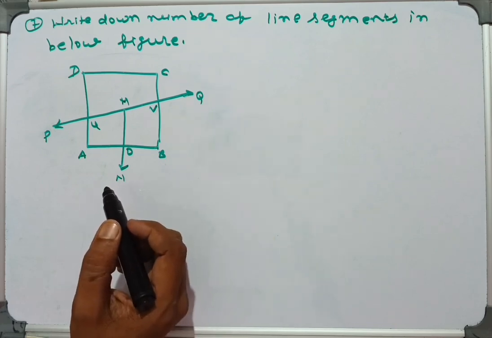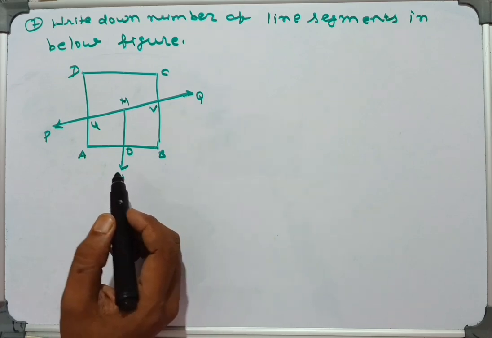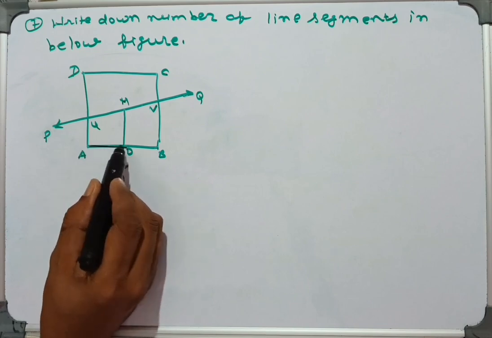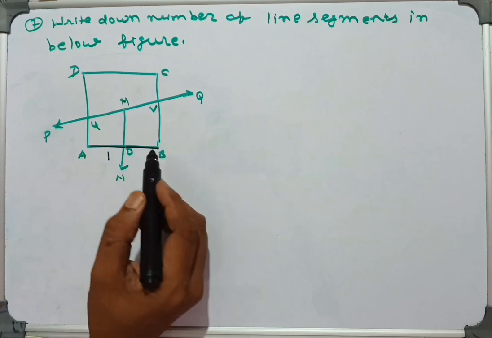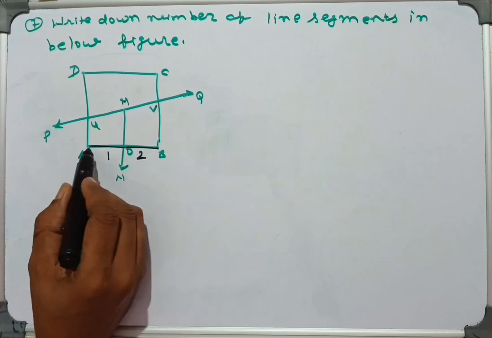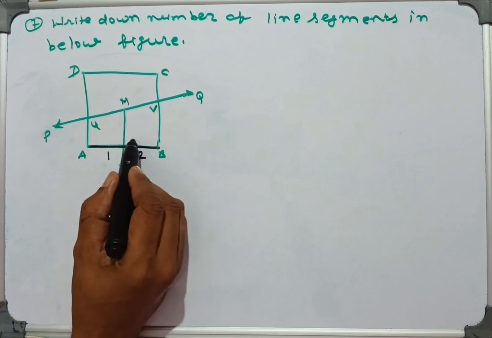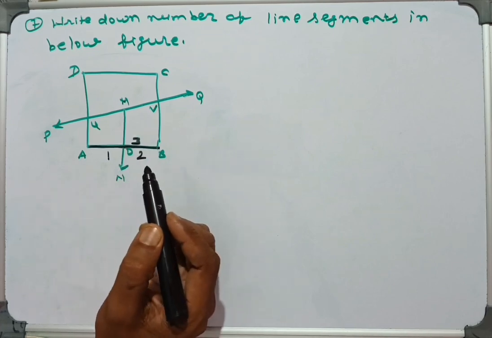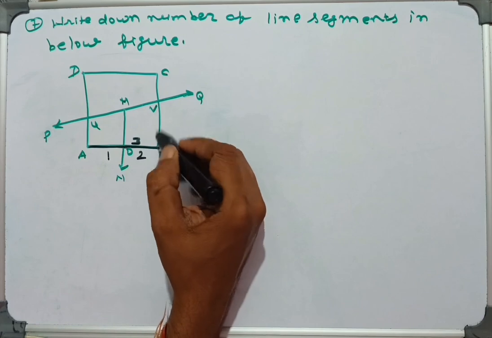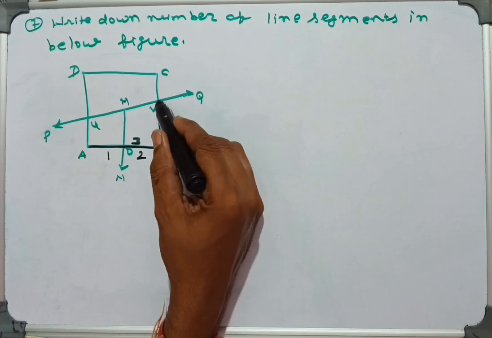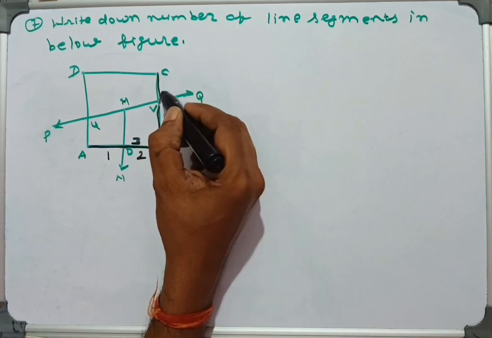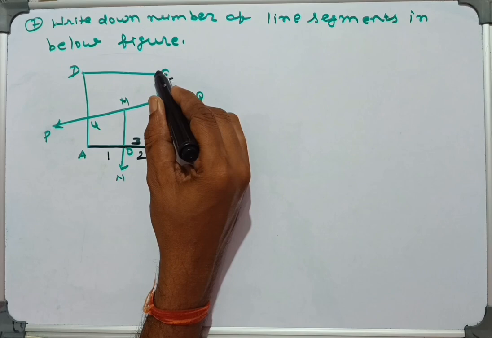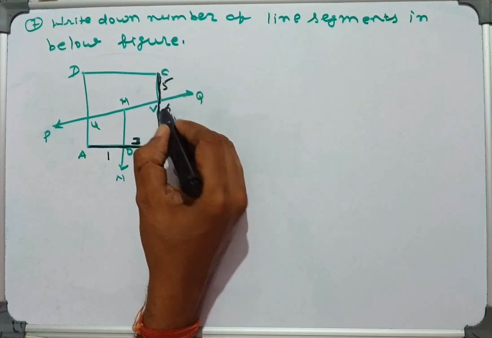So which one is a line segment? See, AO is a line segment, this is one. OB is also a line segment, 2. Now AB is also a line segment, this one is the third one. Now see on this side, BV is also a line segment, this one is the fourth one. CB is also a line segment, fifth one, and CB is also a line segment, this one is the sixth one.